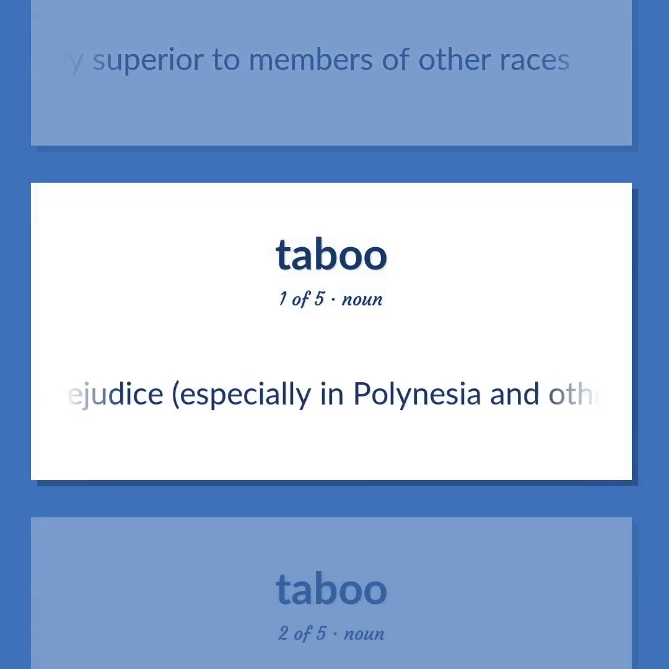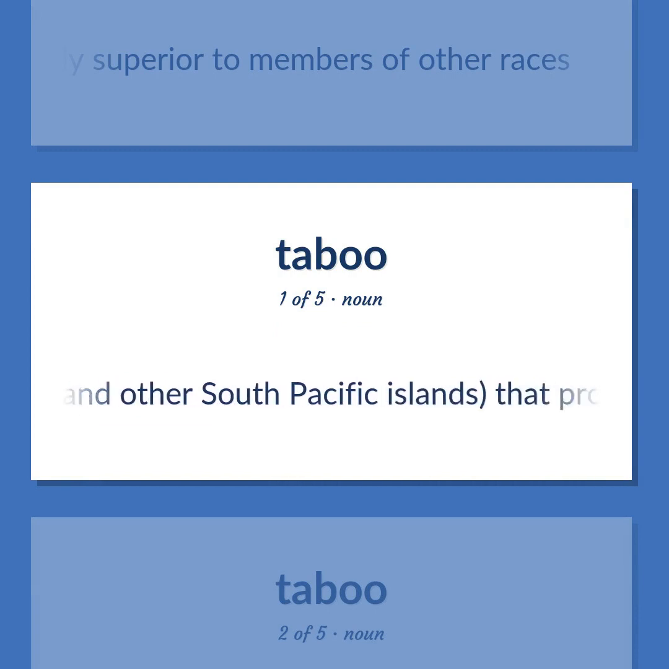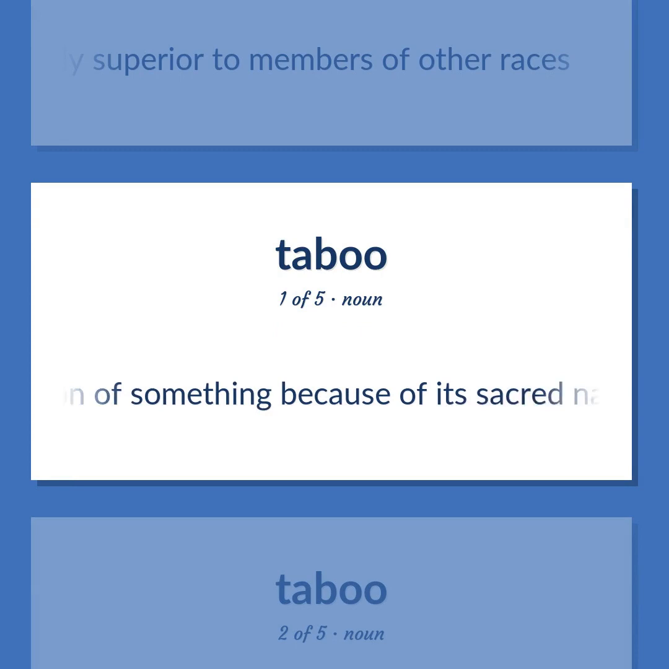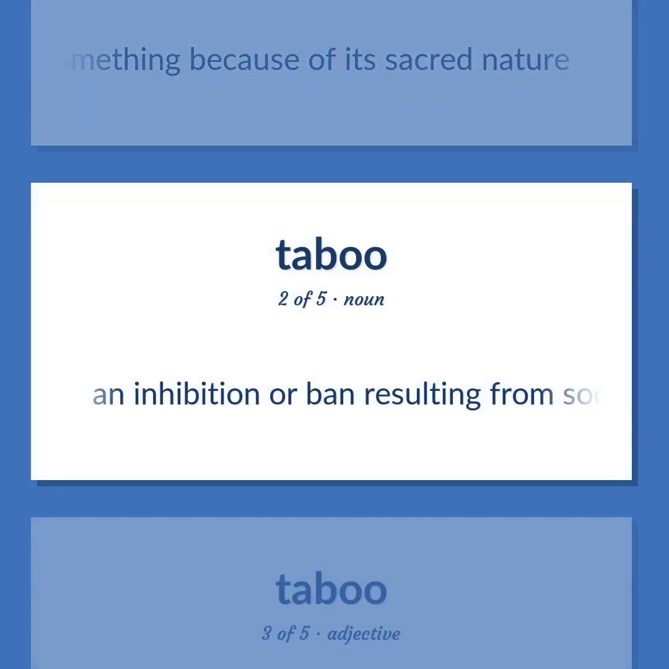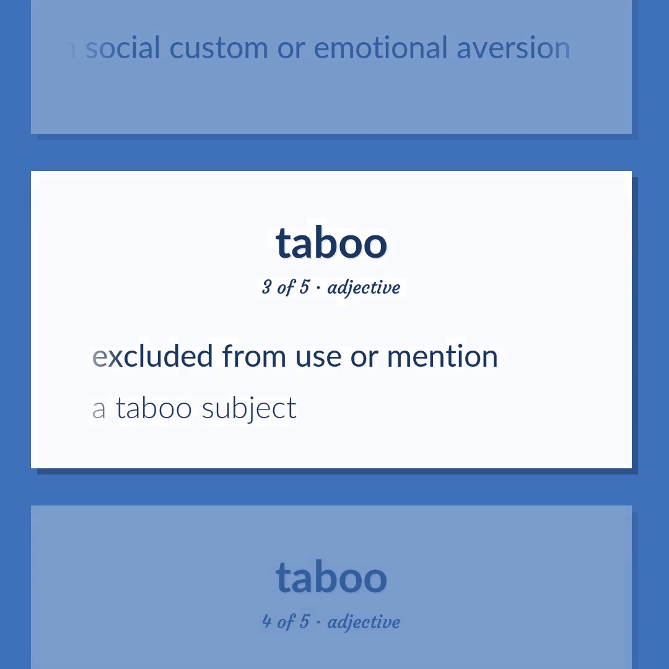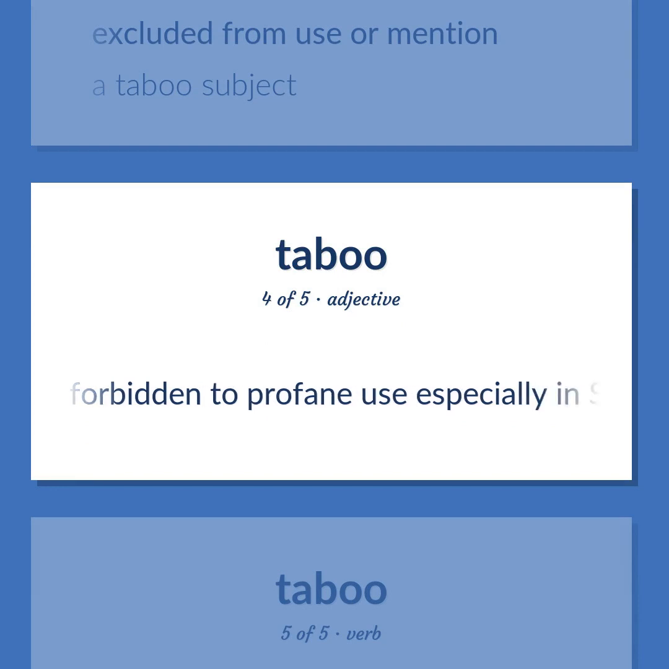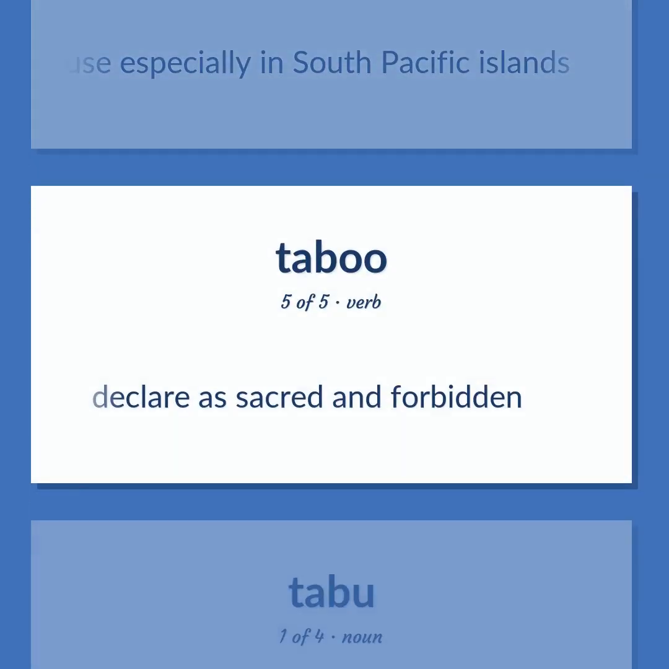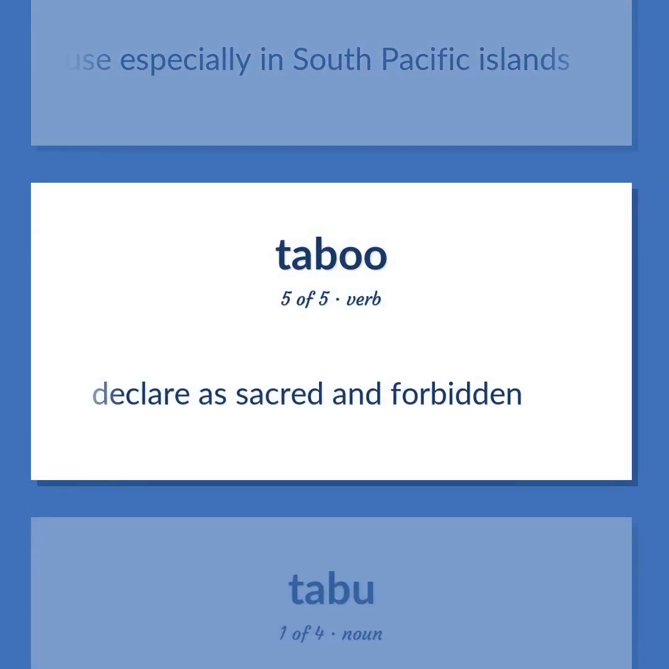A prejudice, especially in Polynesia and other South Pacific islands, that prohibits the use or mention of something because of its sacred nature. An inhibition or ban resulting from social custom or emotional aversion. Excluded from use or mention. A taboo subject. Forbidden to profane use, especially in South Pacific islands. Declare as sacred and forbidden.